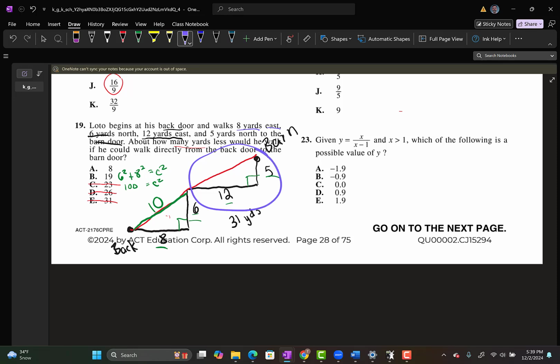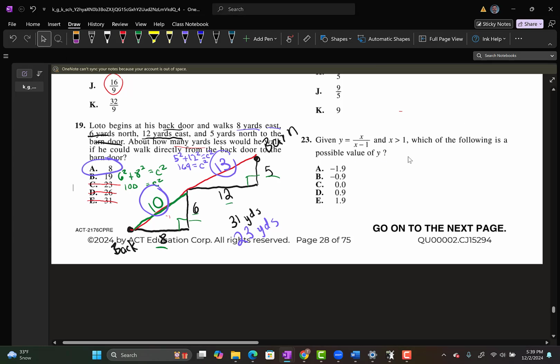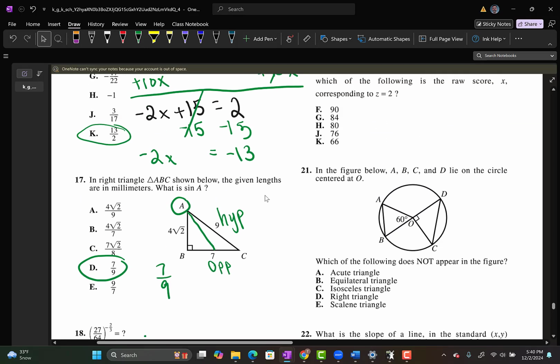And then this triangle up here, this is another one you should just know, but if you don't, you can do the Pythagorean theorem. 5 squared plus 12 squared equals c squared. 5 squared plus 12 squared is 169. The square root of 169 is 13. Again, you should just know that. 5, 12, the third side is always 13 if it's a right triangle. So 13 plus 10 is 23. So just as we expected, these are 8 yards apart. But you probably could have just guessed that without doing all that math.